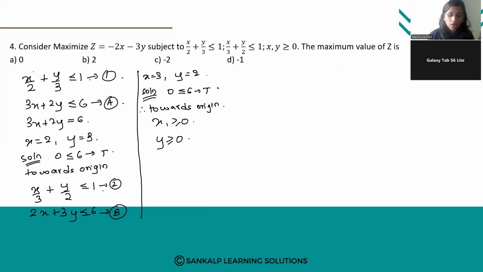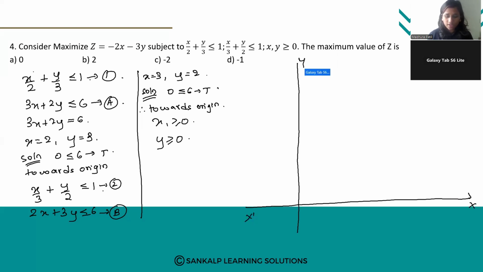So once we have all the corner points, let us plot. Everywhere you can see that slack inequalities are given, so you are going to take thick straight lines for all. Everywhere it is a slack inequality. So this is 1, 2, 3, 4, 5, 6, 7, 8, 9, 10. Similarly, 1, 2, 3, 4, 5, 6, 7, 8, 9. Let us plot one by one.